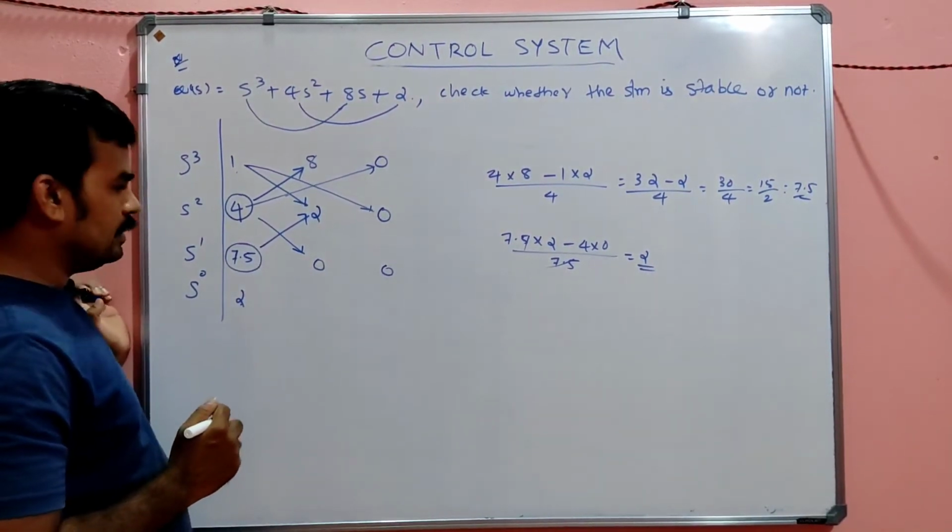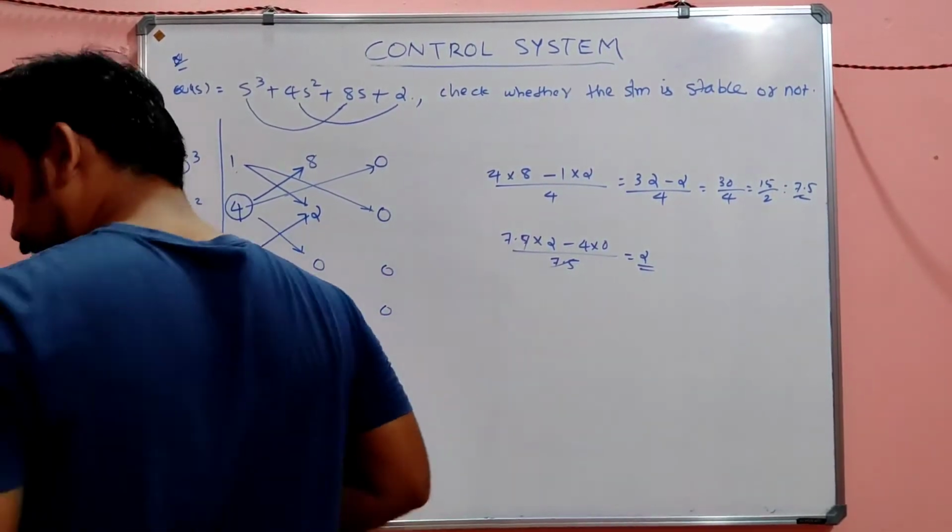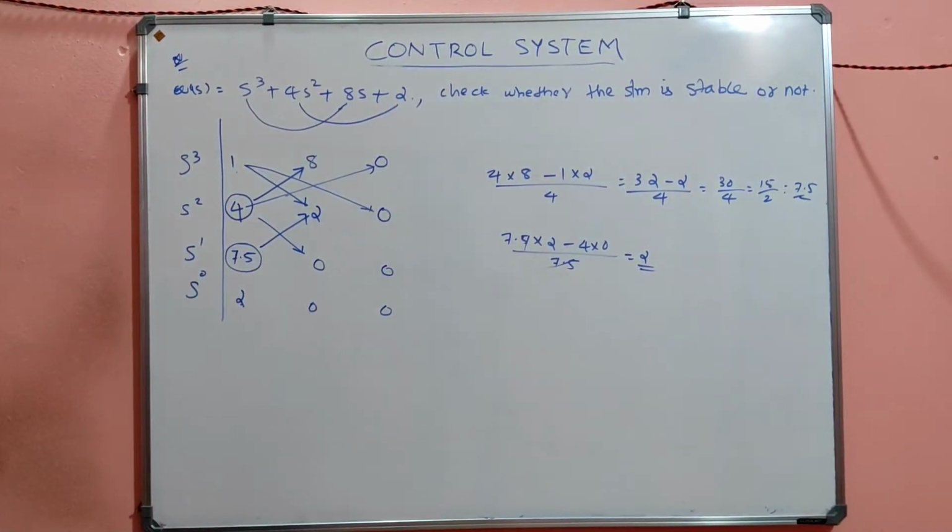Is it clear? And 7.5 into 0, nothing, there is 0, 0. Is it correct? You got this, my dears?